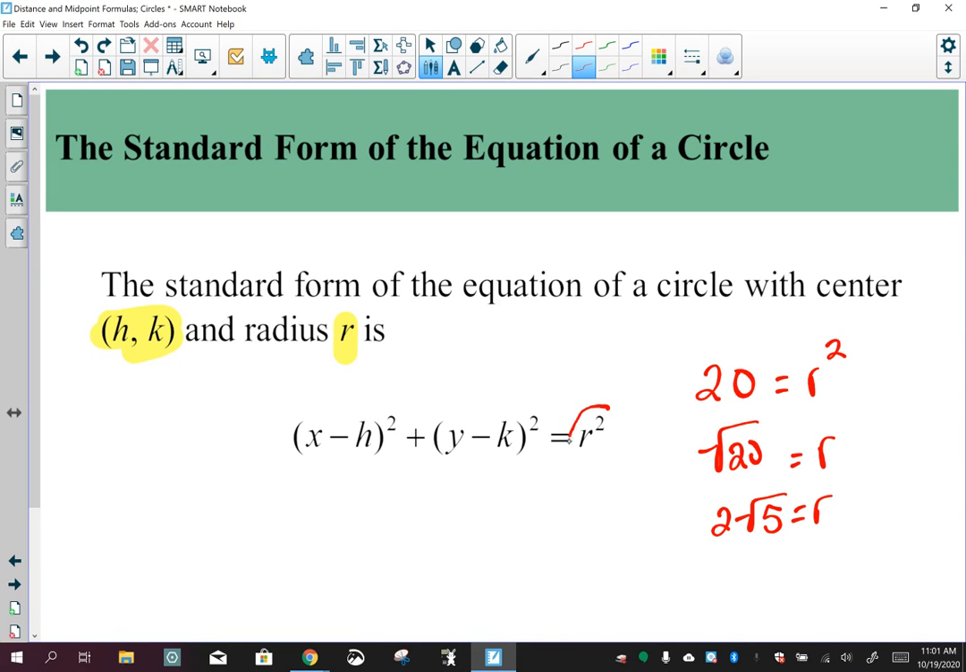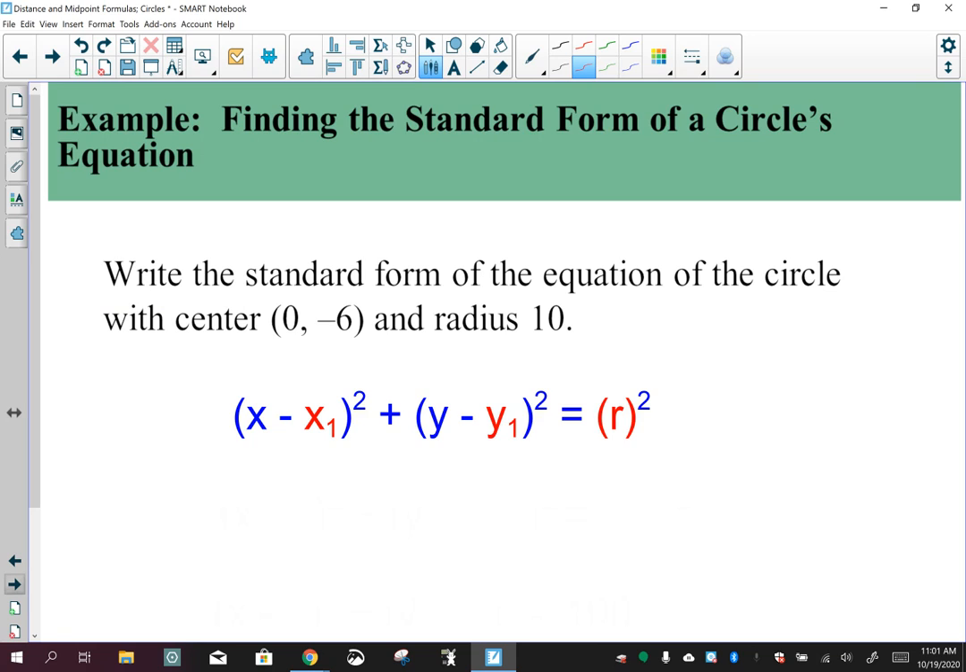So don't get caught up when you see a number sitting here and you're in standard form thinking, oh, that's my radius, because that's not a true statement. It's your radius squared. And that's one of the key things that a lot of people make a mistake on. So just keep that in mind, okay?